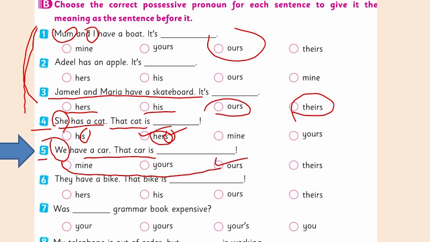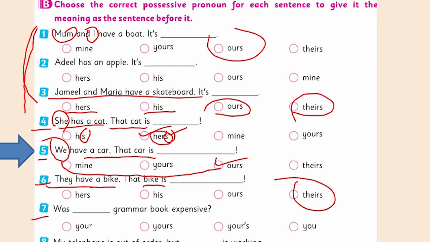Very good. Look at the sixth one. They have a bike. That bike is they have. Referring to someone else here. We change into ours. It's showing the possession or ownership of something. The car belongs to them. Now, in this sentence, they are talking about someone else. The persons are in plural form. They have a bike. That bike is, yes, theirs.